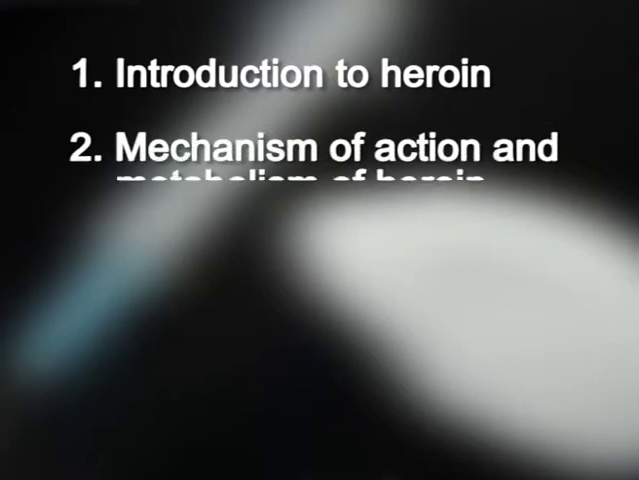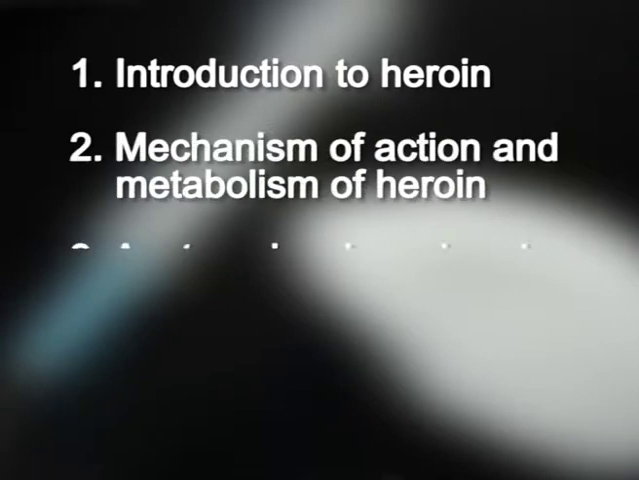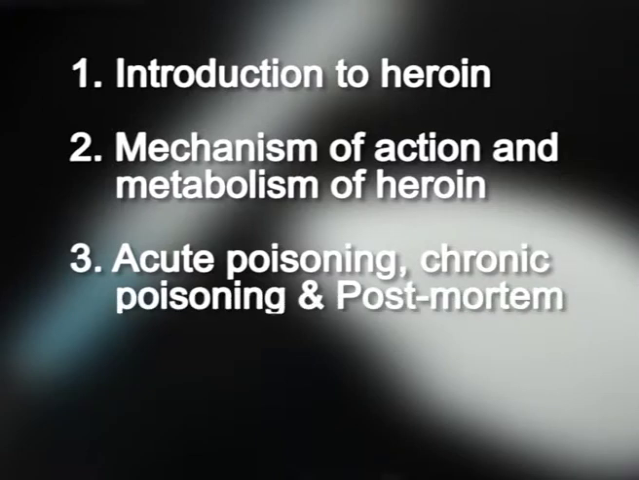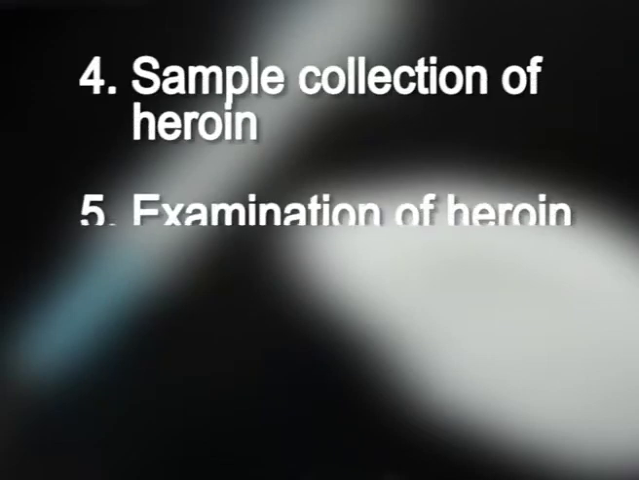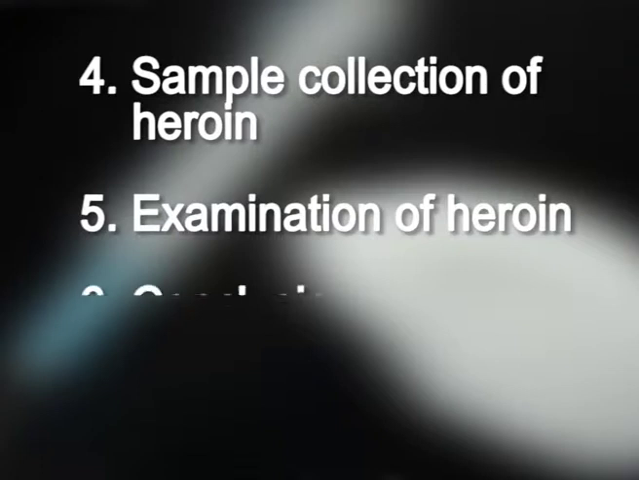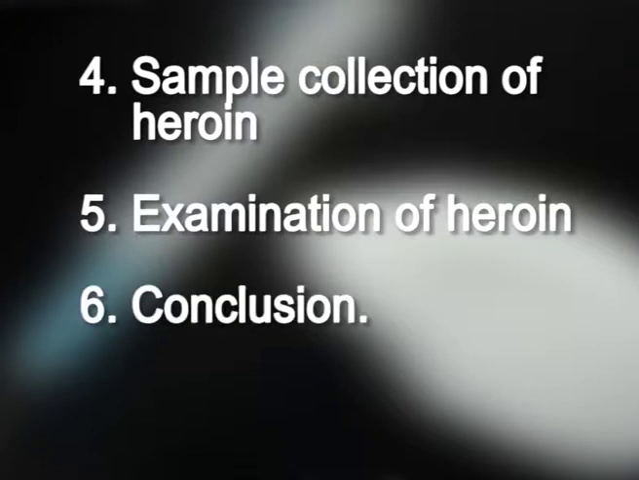So, let's start our discussion by taking a look at what we are going to learn today. Module 1: Introduction to heroin. Module 2 will be mechanism of action and metabolism of heroin. Module 3 will be acute poisoning, chronic poisoning and postmortem appearances. Module 4 will be sample collection for heroin. Module 5, examination of heroin. And finally, Module 6, conclusion.